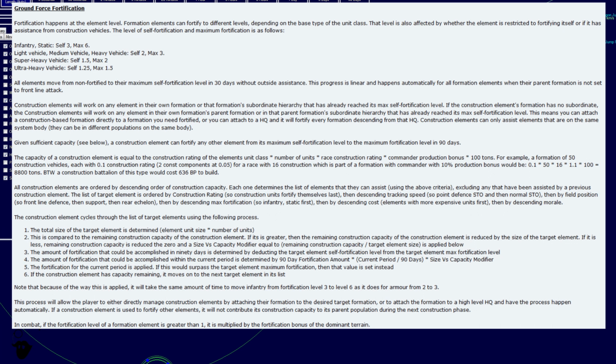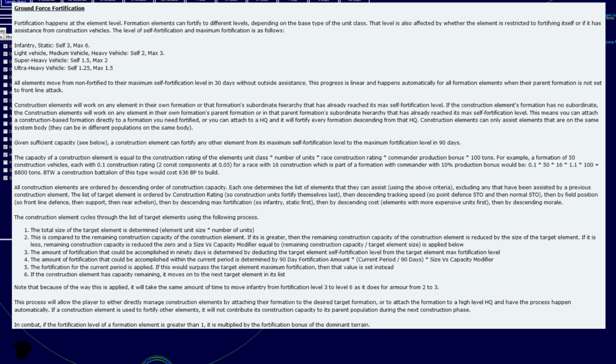Given sufficient capacity, a construction element can fortify any other element from its maximum self-fortification level to the maximum fortification level in 90 days. The capacity of a construction element is equal to the construction rating of the element's unit class times the number of units times race construction rating times commander production bonus times 100 tons.